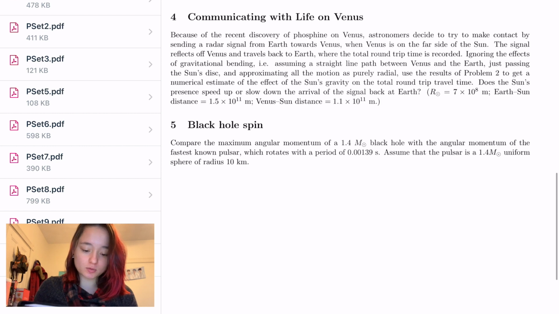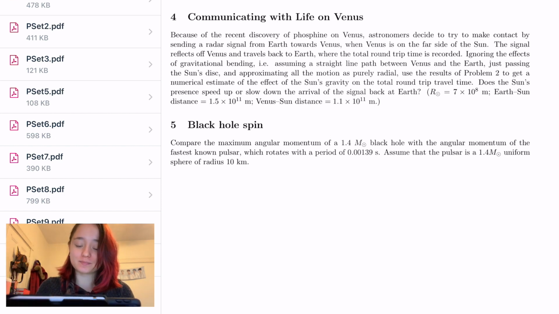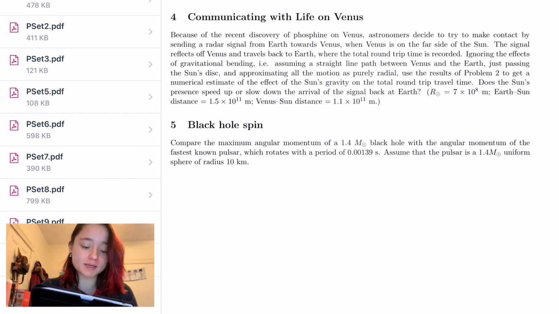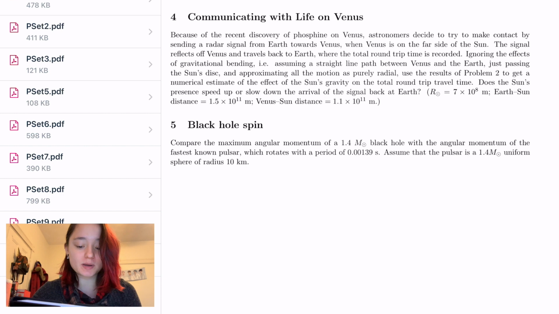So last couple ones. Number 4, communicating with life on Venus. Because of the recent discovery of phosphine on Venus. Yeah, this class took place during the semester where there was a discovery about phosphine on Venus. Astronomers decide to try and make contact by sending a radar signal from Earth towards Venus when Venus is on the far side of the sun. The signal reflects off Venus and travels back to Earth where the total round trip time is recorded. Ignoring the effects of gravitational bending, just use the results of problem 2 to get a numerical estimate of the effect of the sun's gravity on the total round trip travel time.